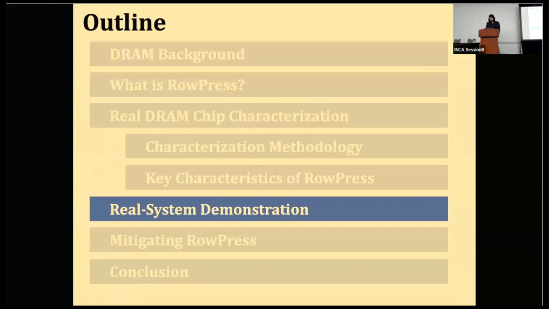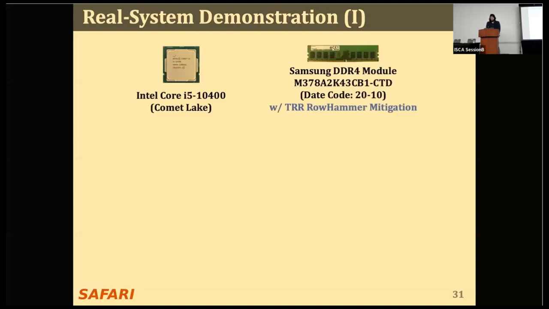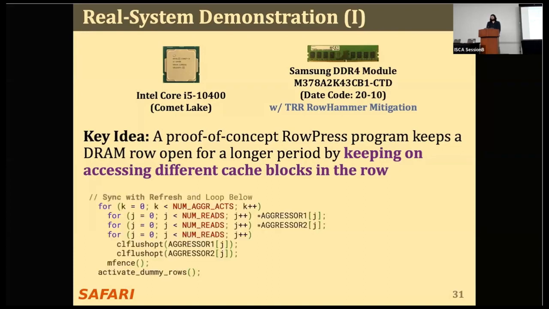Now let's see our real system demonstration of RowPress. We demonstrate RowPress in a system with a recent Intel processor and a Samsung DDR4 module that already has TRR RowHammer mitigation. The key idea of our RowPress program is to keep a DRAM row open for a longer period of time by continuing to access different cache blocks in the same row. Here's the key part of our program, where we can change the number of cache blocks read per aggressor activation. Note that if we only access one cache block per aggressor activation, our program does the same as RowHammer.